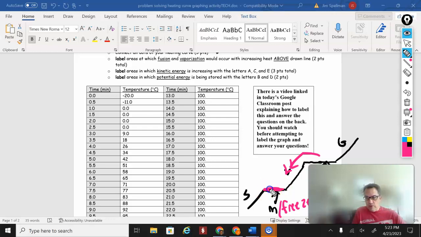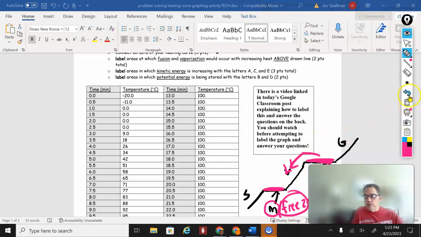So this plateau right here, depending on if you're reading it from left to right, when it's getting hotter, could be melting, or if you're reading it from right to left, could be freezing. Same thing about this plateau here. If you're reading it from left to right, that means it's getting hotter. That means we're vaporizing. If you're reading it backwards, if it was flipped around and cooling off, then that's when condensation would be happening. That's when gases would be turning into a liquid.